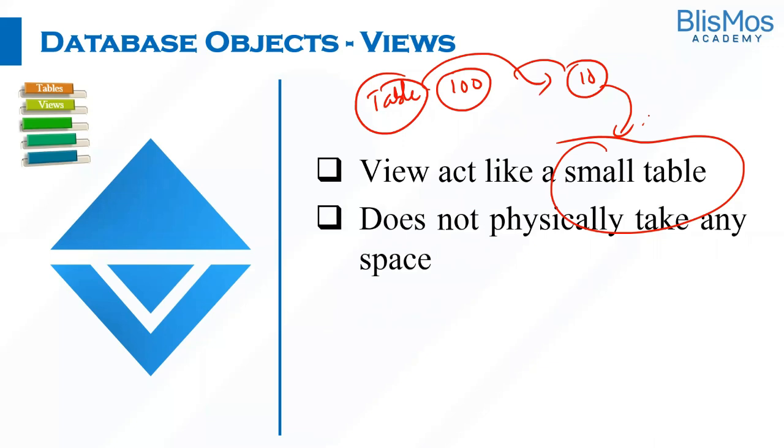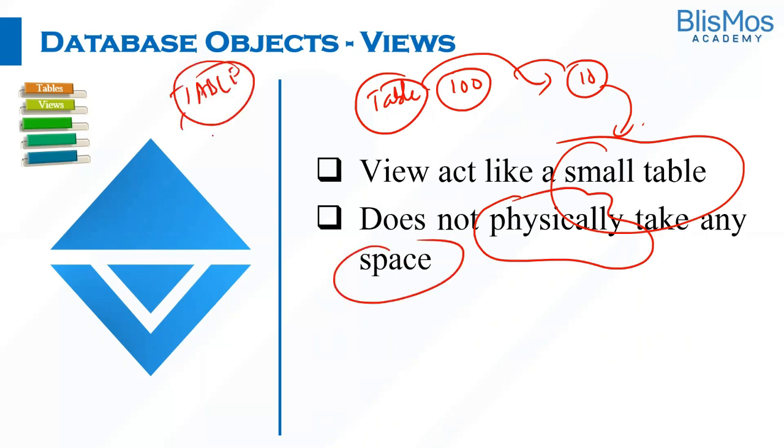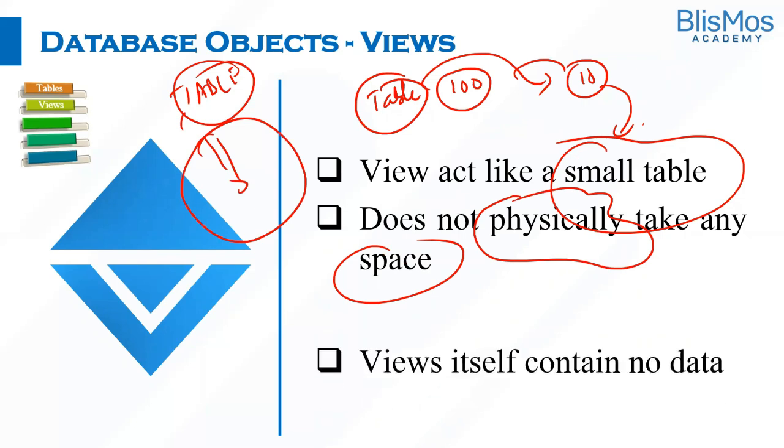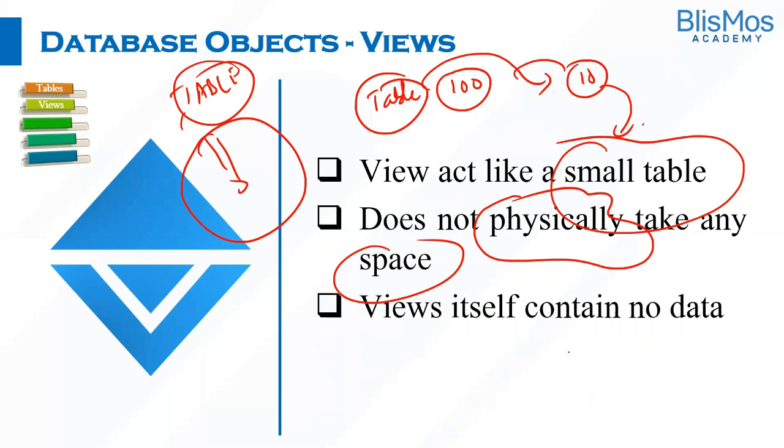And a very important aspect is that a view does not physically take any space. When you have a table, it does take space on the hard disk. But when you create a view, it does not physically take any space. That means a view itself does not contain any data. It is just a reference. If you remember, we discussed that an object is a data structure either to store the data or reference the data. This is the object which will reference the data rather than storing the data.